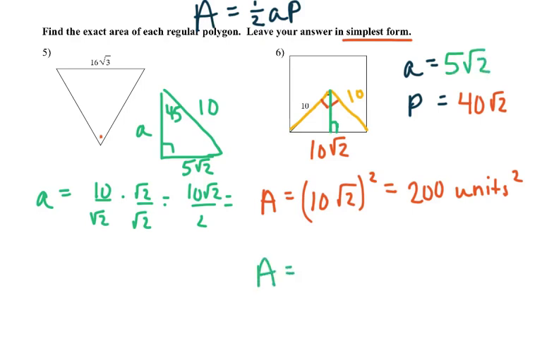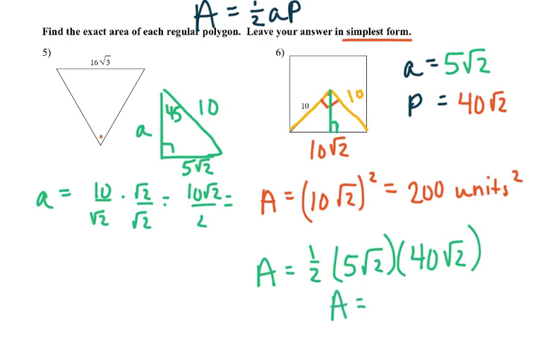So the area equals half of the apothem times the perimeter. All right, so we've got root 2 times root 2, which is 2. And 2 times 5 is 10. And half of 10 is 5. And 5 times 40 is 200. So that checks out and is the same as the other method.